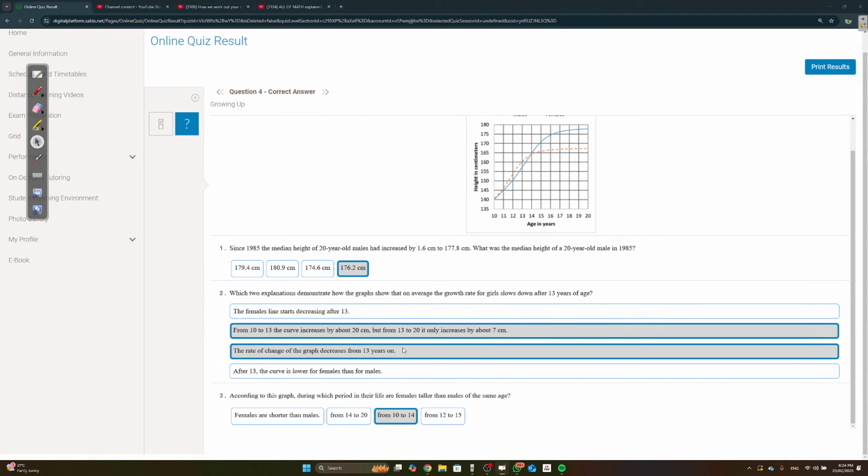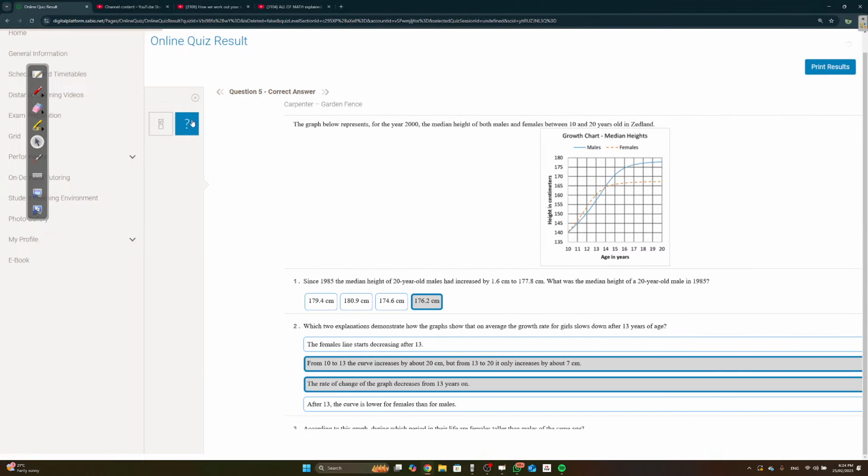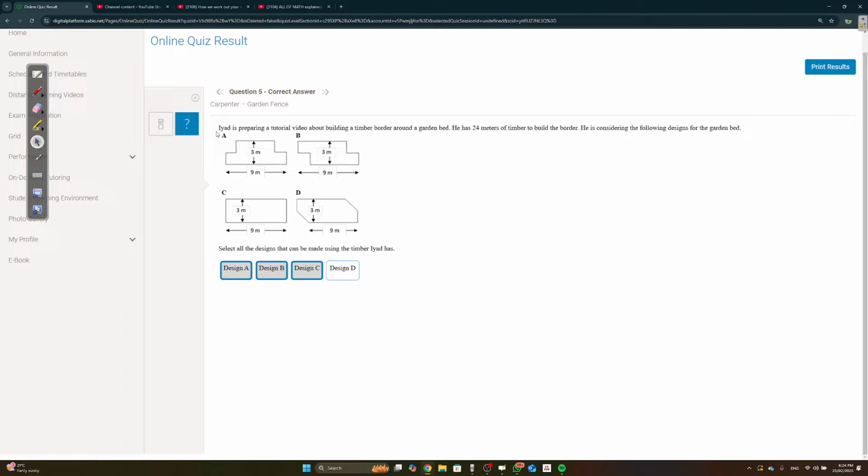Okay, according to this graph, during which period in their life are females taller than males of the same age? Let's see, from 10 to 14, right? I don't know if this is accurate actually. This might be, I don't know, because usually guys get their growth spurts later than women.